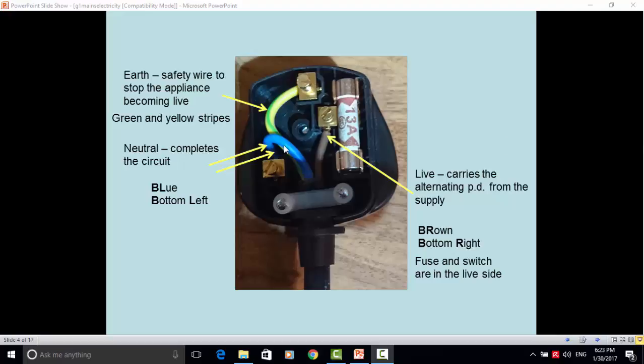On the left hand side we have the neutral wire. This completes the circuit. This is blue, and BL for blue reminds us that this wire is on the bottom left. On the top here we have the earth wire. This is a safety wire which will stop the appliance becoming live under certain circumstances. This is covered later. The earth wire has green and yellow stripes.